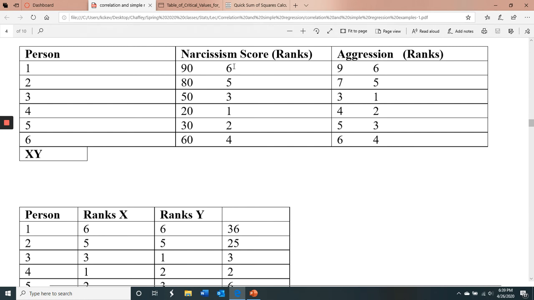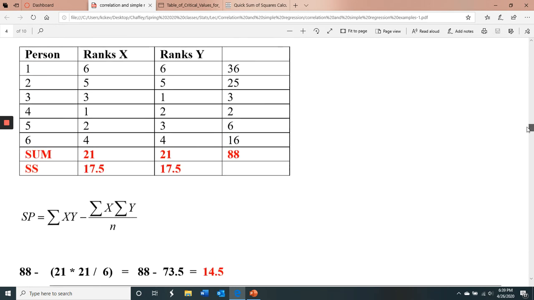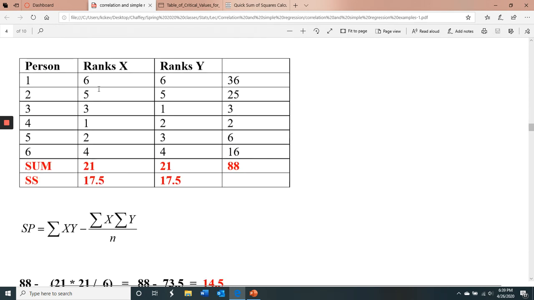So what we're going to do now is take all of these rank scores. Remember, in the Spearman, we care about ordinal data. The ordinal data are the ranks. So we're going to ignore these scores and just use the ranks. That's my data now. I'm going to take those ranks and put them in my data set. Here are my ranks. X now is the ranks for narcissism. Y now are the ranks for aggression under ego threat.